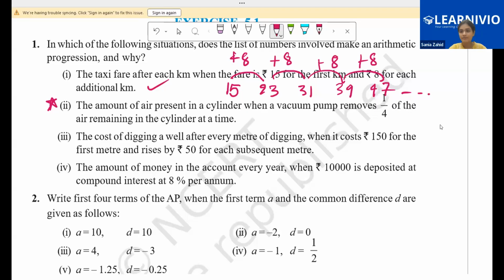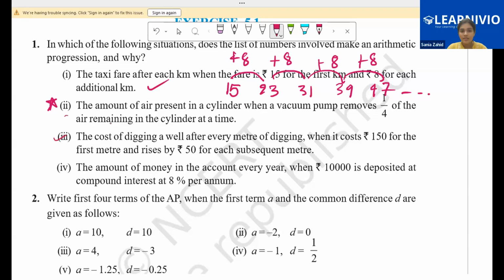Yes, done, Umair? Have you completed, Umair? Yes, ma'am. Tell me, is it an AP or not? It's an AP. And what are the terms? A is 150, B is 50. 150, 200, 250, 300, 350, and so on.